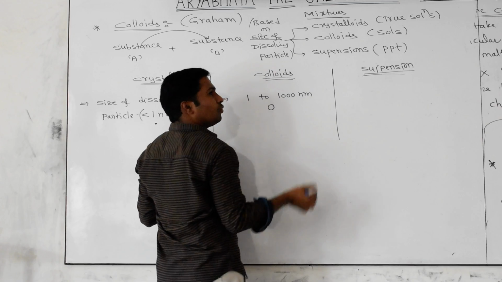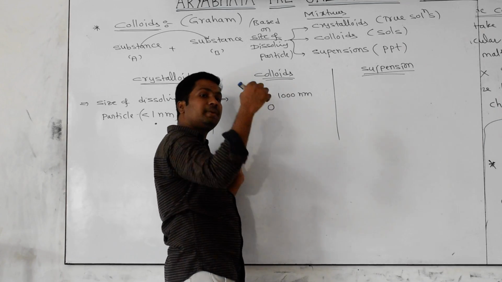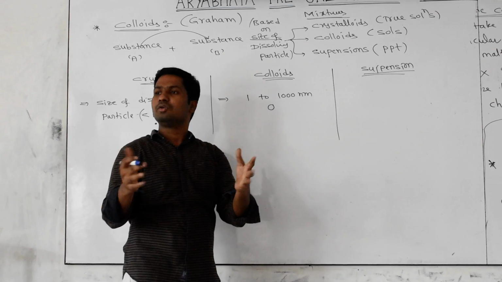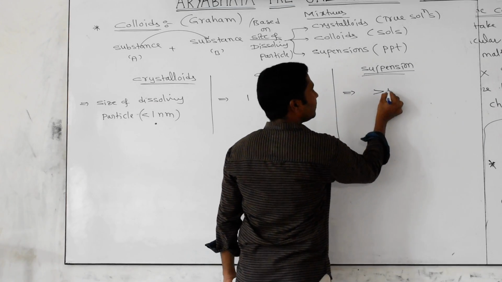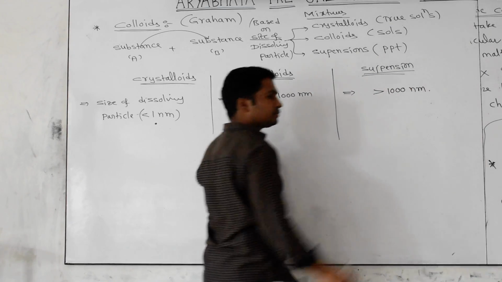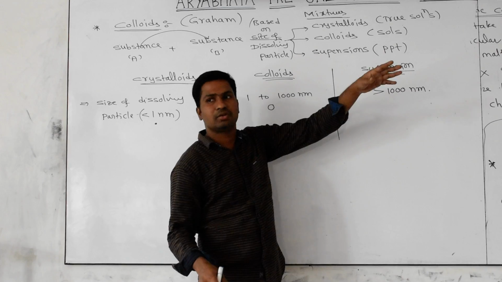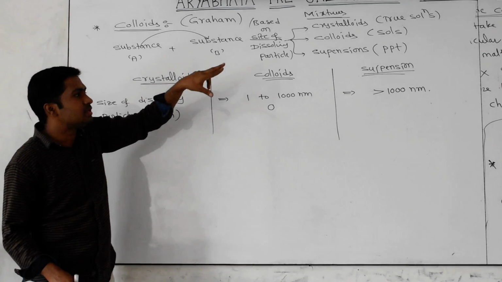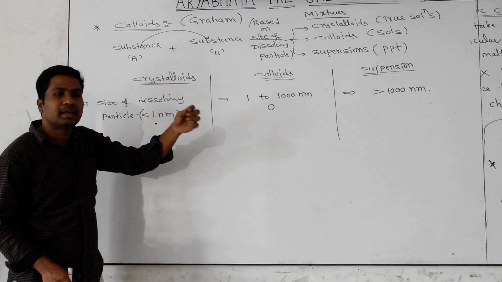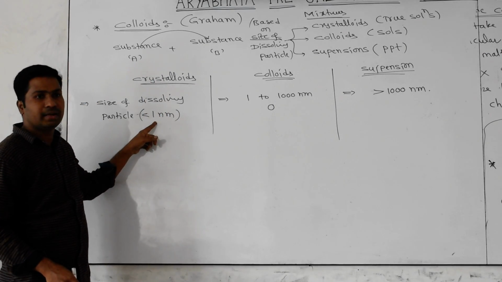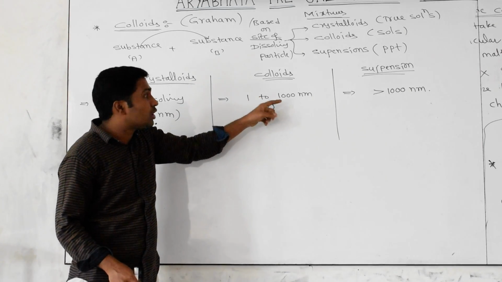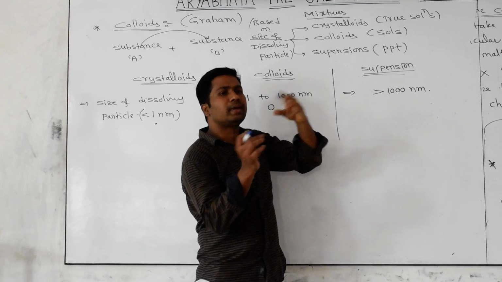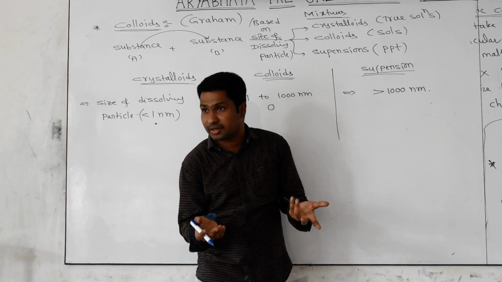If you take a suspension, the dissolving particle size will be too much. Precipitate, you can take. Precipitate means the particle size will be too big. That's why the dissolving particle size will be more than 1000 nanometers. Sometimes they ask in picometers also, and according to that we can convert. It's not a matter. Is it all clear? We have three different types of mixtures: crystalloids, colloids, suspensions. In crystalloids the dissolving particle size is very small, less than 1 nanometer. If it is 1 to 1000 nanometers, a little bit bigger than crystalloid, it is called a colloid. If the dissolving particle size is too big, it is called a suspension or precipitate.